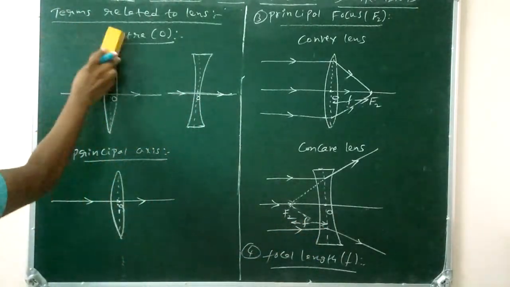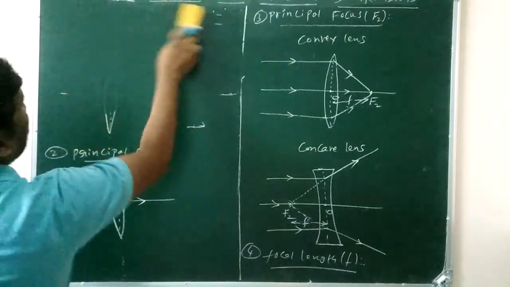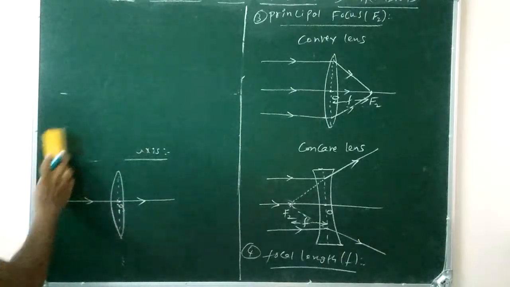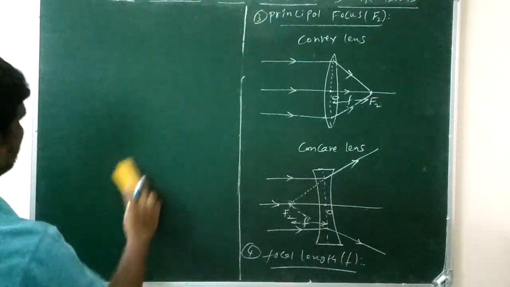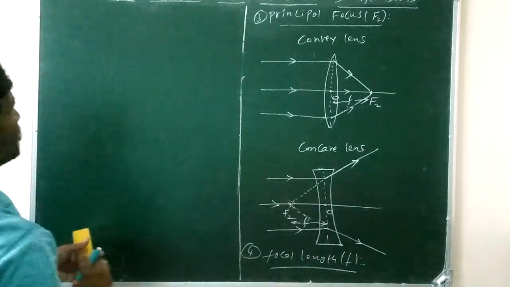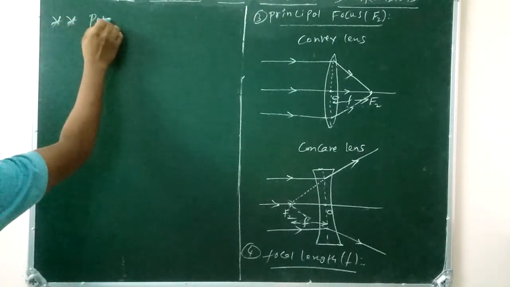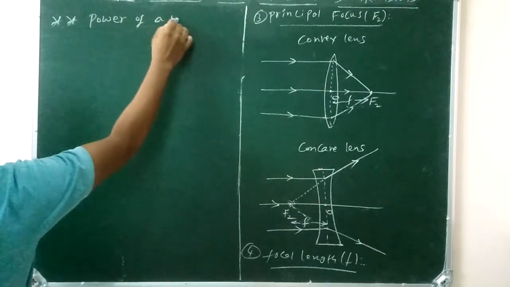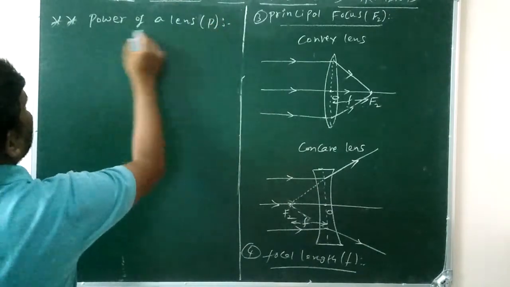And now the next one is power of a lens. Next we are going to learn one more important definition for IPE. It is a very short answer question, power of a lens. It is given for 2 marks. It is denoted with the letter small p.